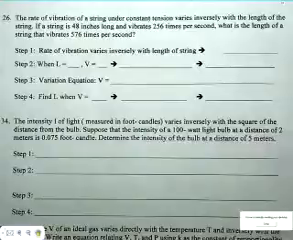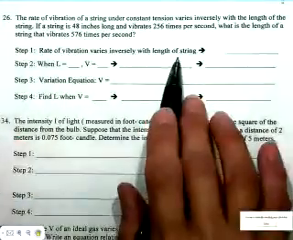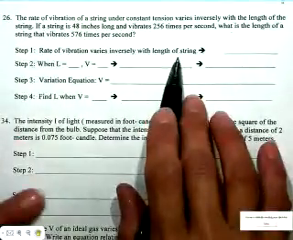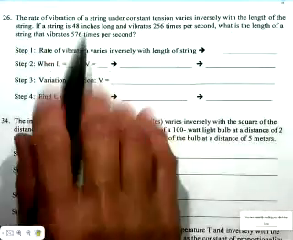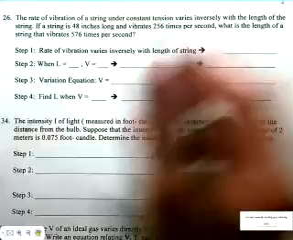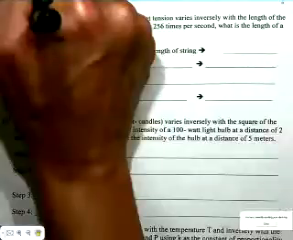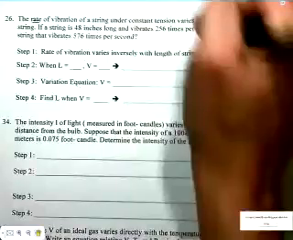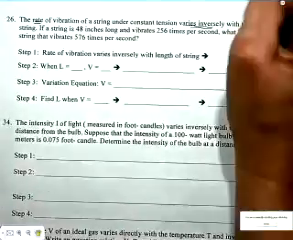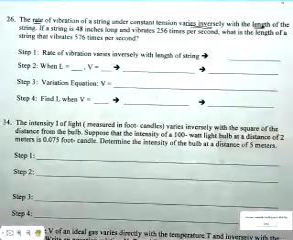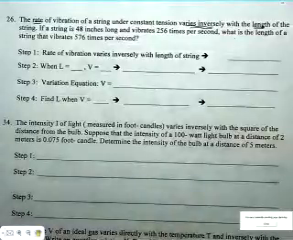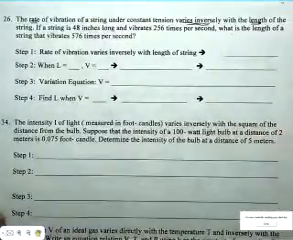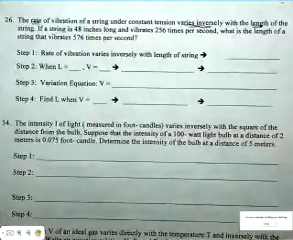And the first thing we need to do is come up with an equation based on the most important words in this sentence. The most important words in this sentence are rate varies inversely as length. And that's what I've typed for you. Rate varies inversely with length translates into what equation?